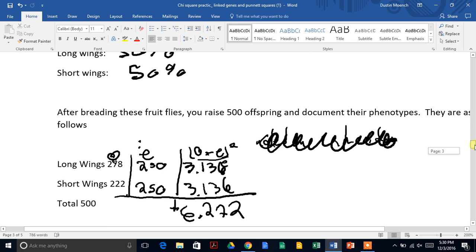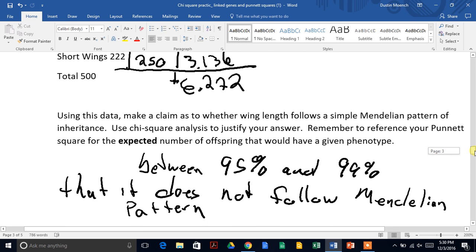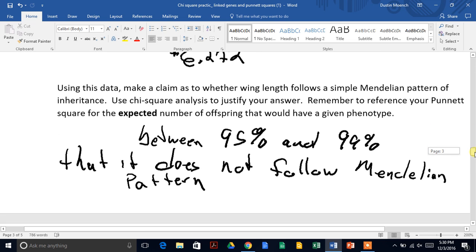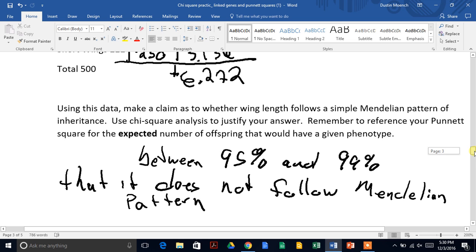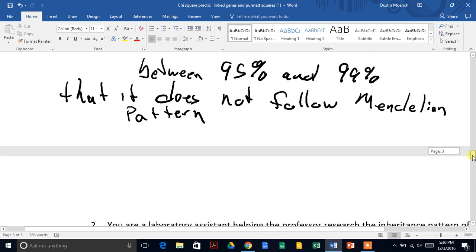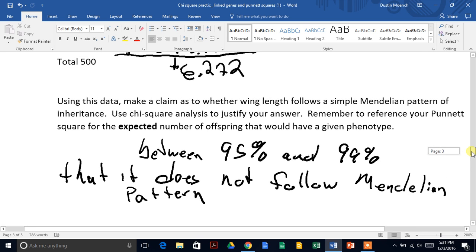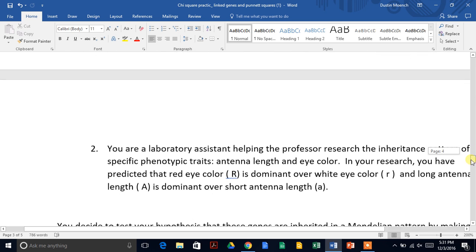It's not close enough to 50-50 with our total sample size to be safe to say that. So in this case, we got something that doesn't follow. It's not quite there. But we can't say with greater than 99% accuracy that it doesn't.